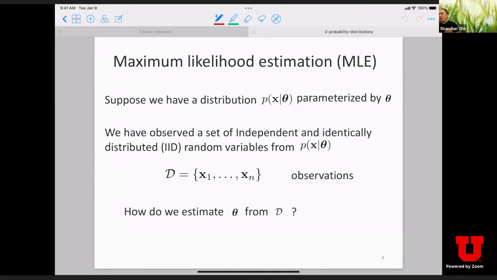So what is maximum likelihood estimation? In general, suppose we have a distribution, where X are the samples of this distribution and theta are the parameters, which are unknown. Suppose you have observed some samples, and you believe these samples follow some Gaussian distribution. Then the parameters of this Gaussian distribution will be the mean and variance, which are theta here.